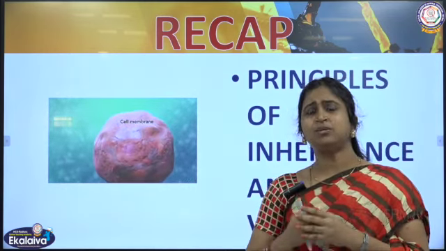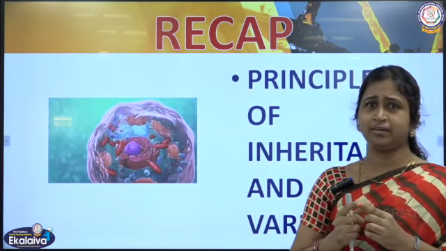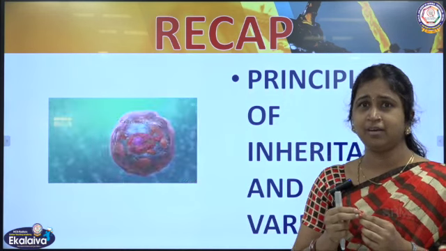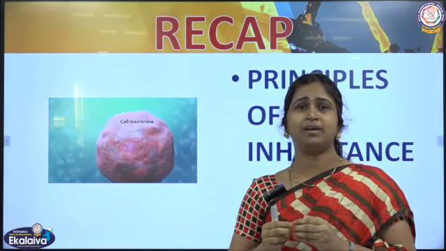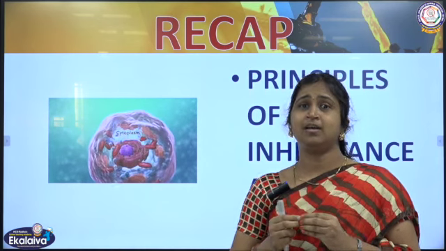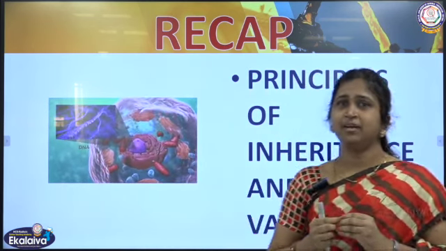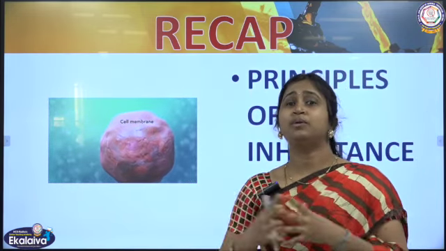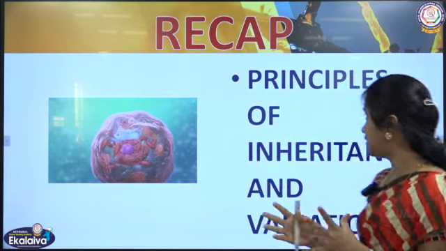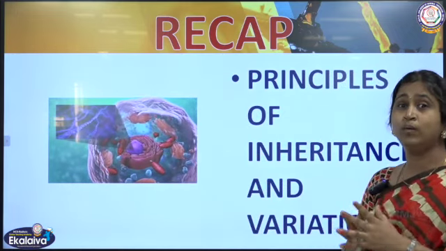Next, the scientist was talking about a vehicle. Something acts like a vehicle and carries a gene. So it's nothing but the chromosome. Who gave the theory of chromosomal basis of inheritance? Can you tell me? Yes, it is Sutton and Boveri. So several scientists with several proposals were explaining the inheritance patterns. Totally, the lesson was about principles of inheritance and variation.